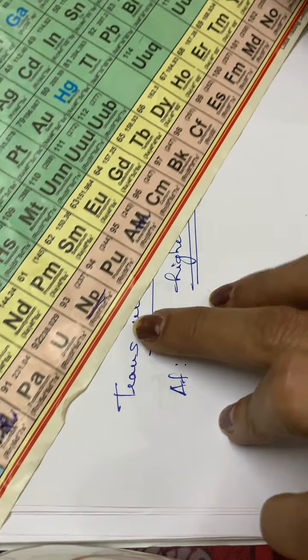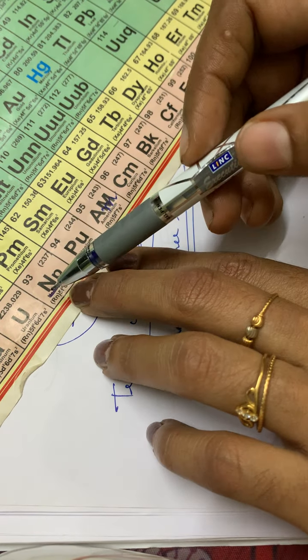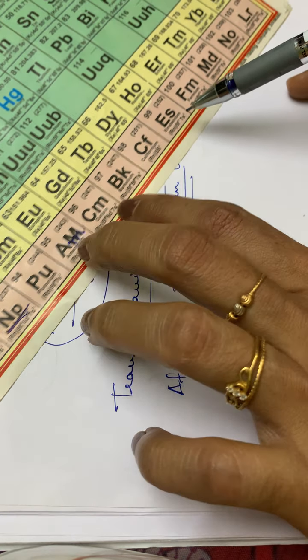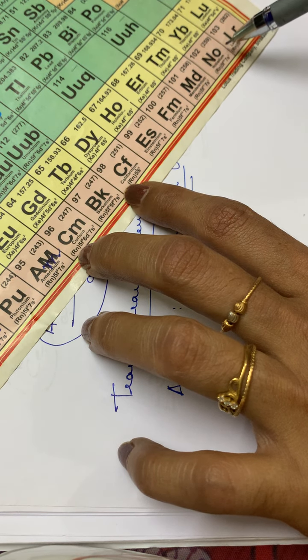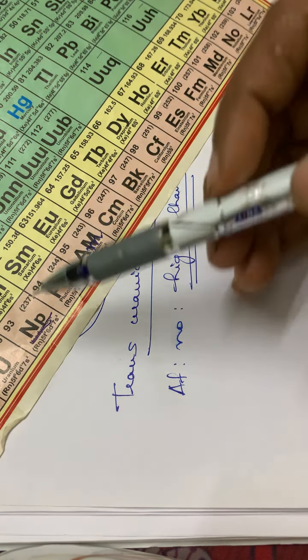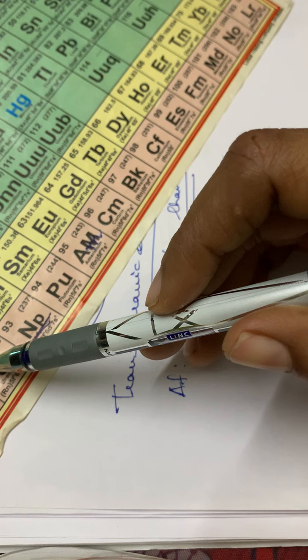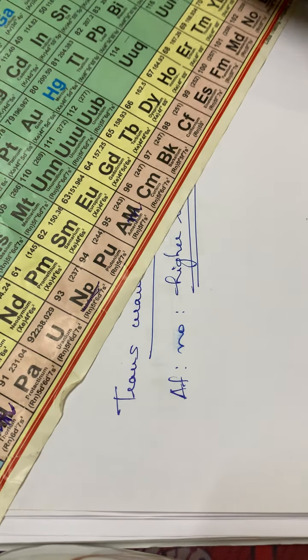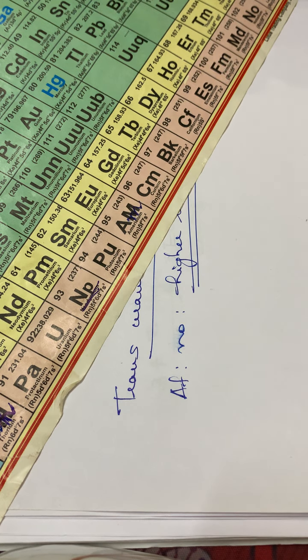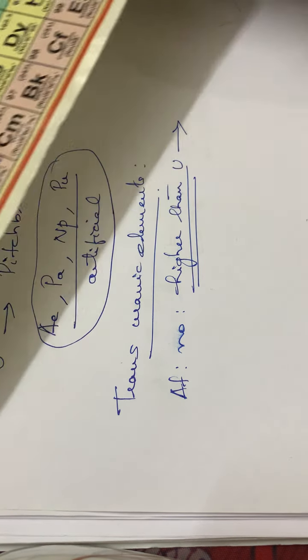Elements starting from uranium or higher than uranium, that is neptunium, plutonium, americium, then curium, berkelium, californium, einsteinium, fermium, mendelevium, then nobelium and lawrencium. These are transuranic elements. Uranium has atomic number 92, isn't it? Then next neptunium, it is 93. So from neptunium onwards we can call them transuranic elements.